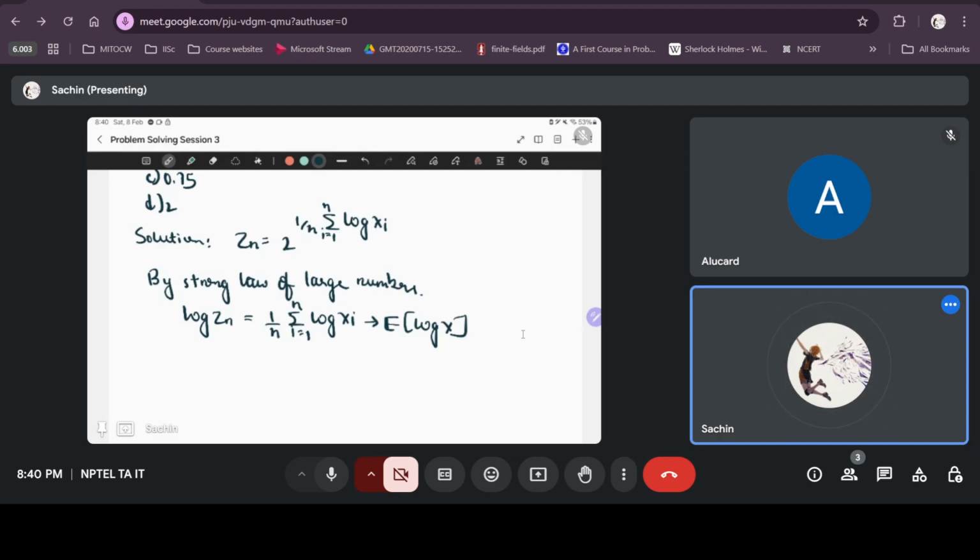So if you conduct enough number of such experiments, that is, if n tends to infinity, then the sample mean should get closer and closer to the actual mean value according to the actual distribution that x has.